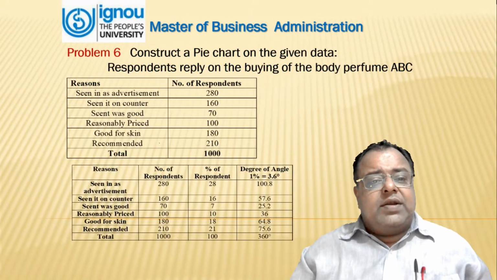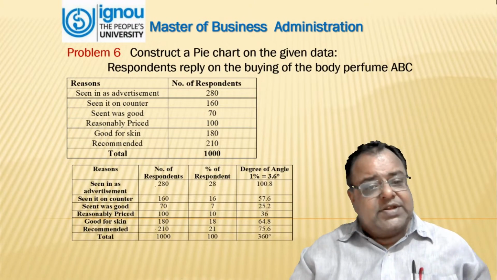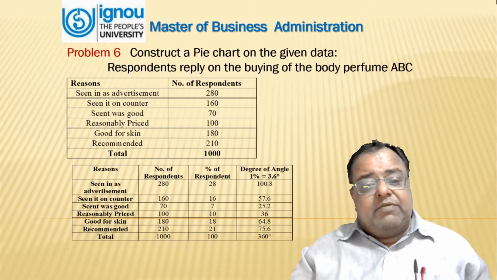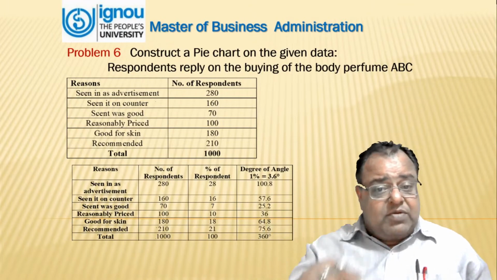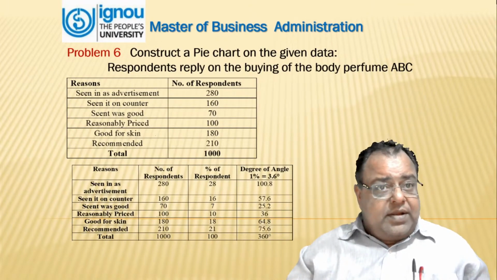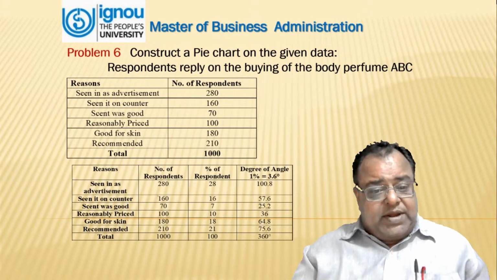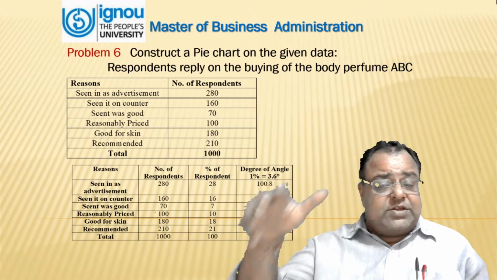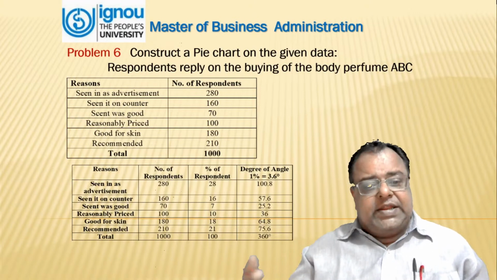Now we have to construct a pie chart. The data is given to us. There are 6 reasons, and simultaneously there are 6 respondents. We have to convert this into a pie chart. A pie chart is a circular graph, we can say. So how is that drawn and what are to be calculated? A circle consists of 360 degrees, so we will be converting the data into degrees.